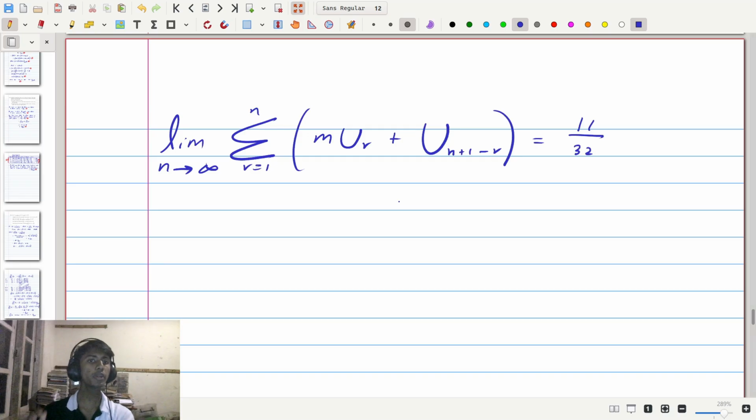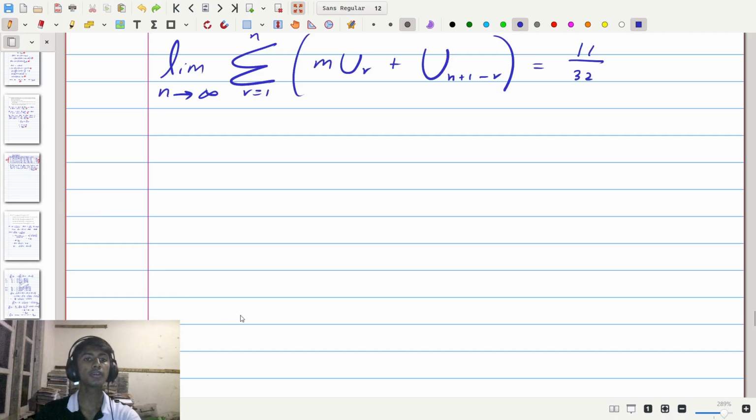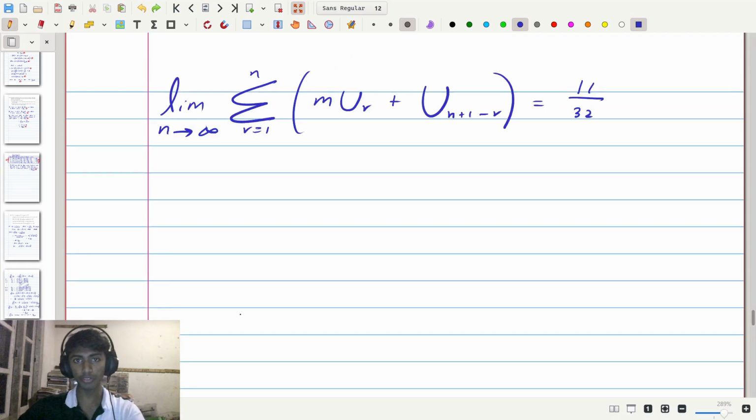Now, what we're going to do in order to solve this is to use the sum rules to break this sum into pieces that we know how to find. So what we're going to do is to first break this sum into these two pieces of m times u of r and u of n plus 1 minus r.